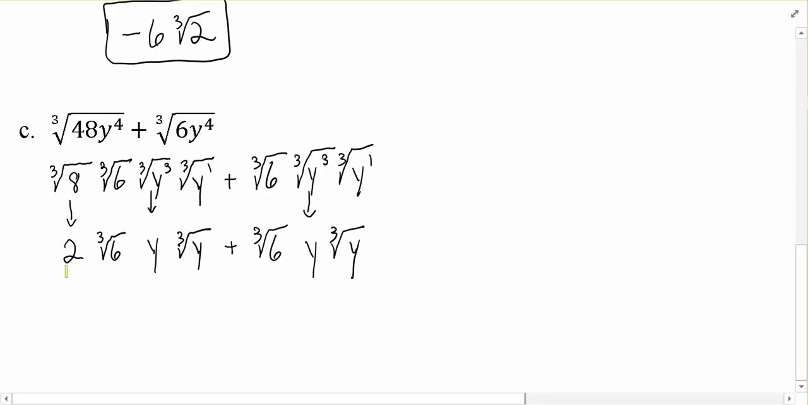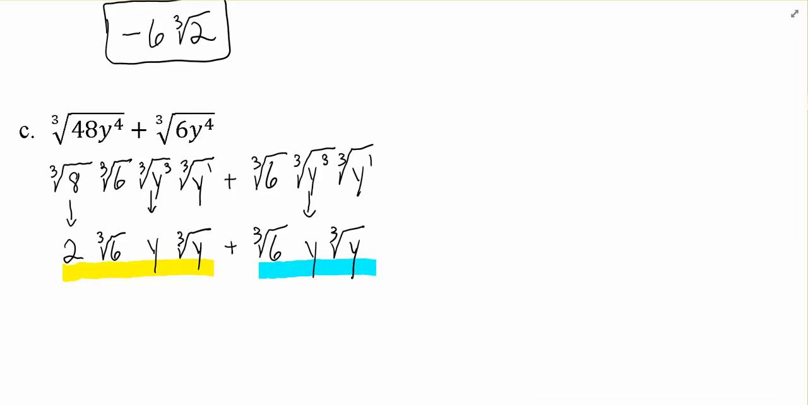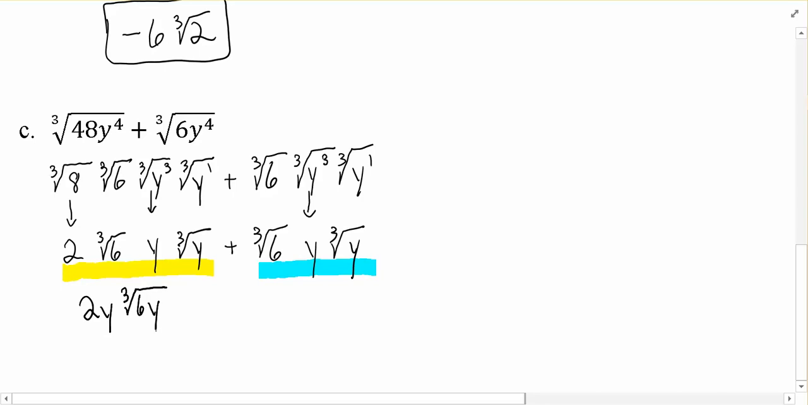Now in the clean it up step, we're going to clean up everything to the left of the plus, and then we'll clean up everything to the right of the plus. So keep in mind each of those are their own individual terms, and so they get cleaned up independently of one another. So for the highlighted yellow one, the stuff outside the radical is 2 times y. Inside the radical, I have a cubed root of 6 and a cubed root y, so we can write that as cubed root 6y.